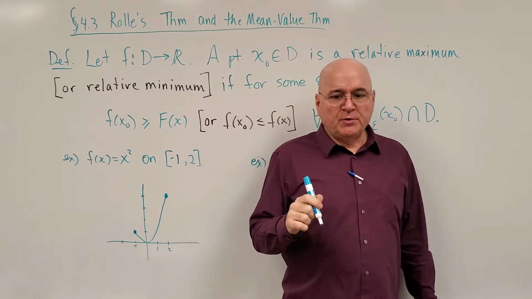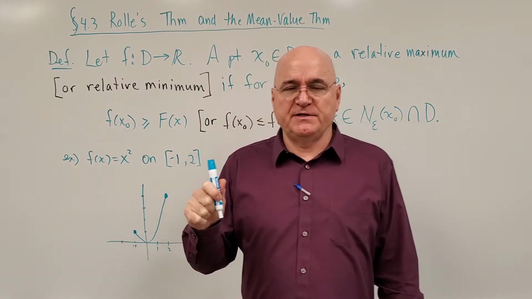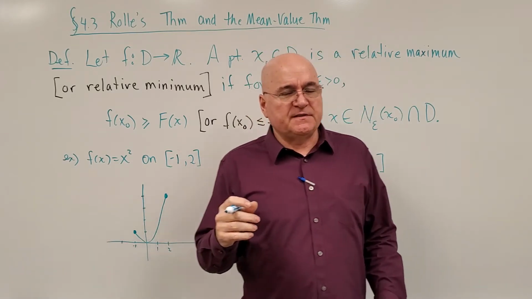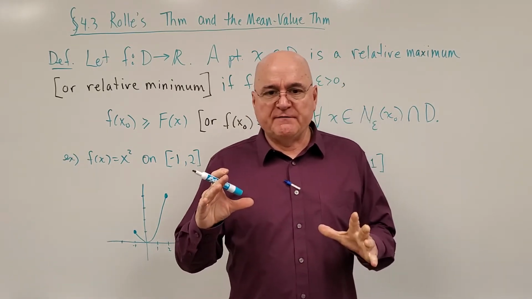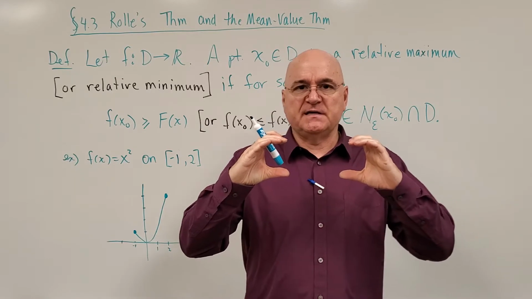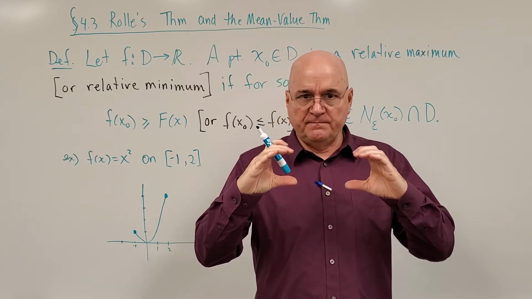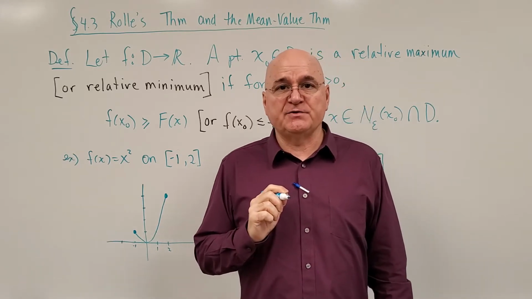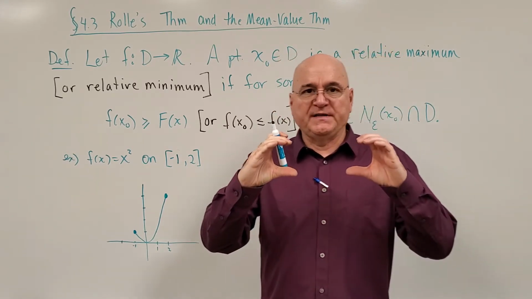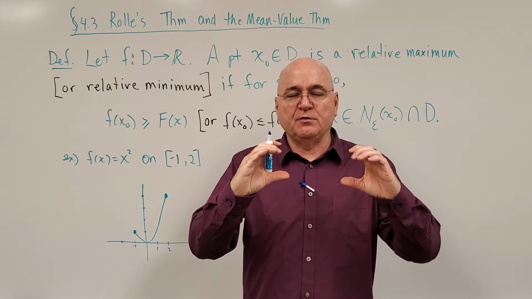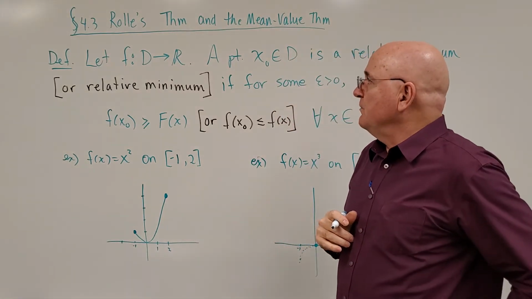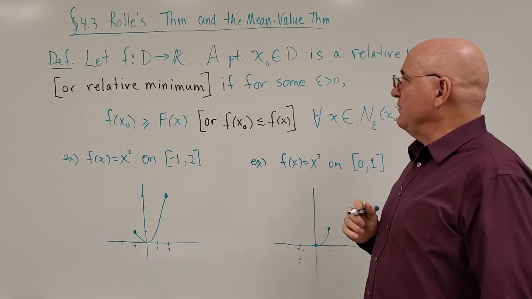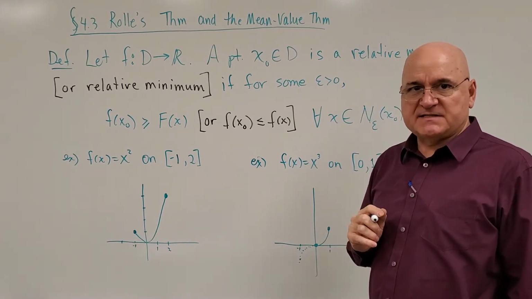In section 4.3, we're going to talk about Rolle's theorem and the mean-value theorem. Those theorems talk about if you have a function f on, let's say, a closed and bounded interval, these theorems will talk about a particular value of a derivative at a point somewhere within the domain. Before we discuss those, though, we need to talk about what it means to be a relative minimum or a relative maximum of a function.